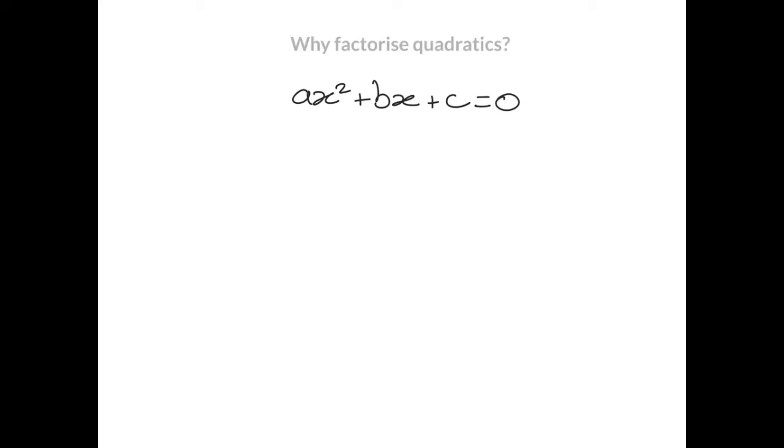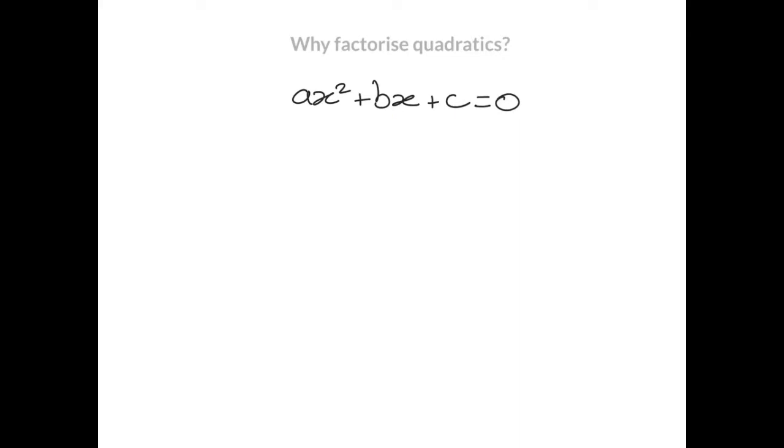Hi everyone. As an introduction to this series on factorizations and quadratics, we'll answer the question: why factorize quadratics? In general, a quadratic is of the kind ax squared plus bx plus c. You can always rearrange a quadratic equation so you have a 0 on one side. And in the case where a, b, and c have non-zero values, there is no obvious answer.